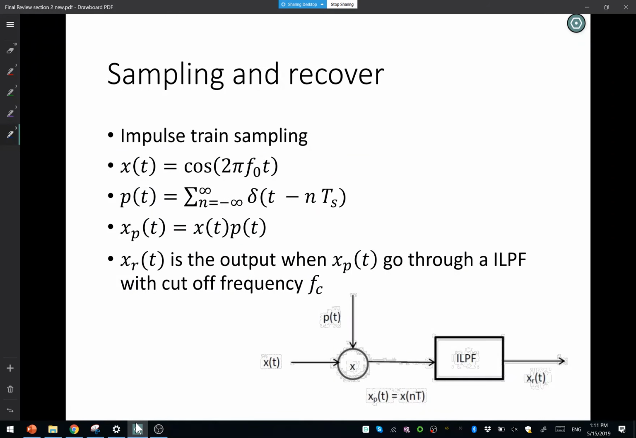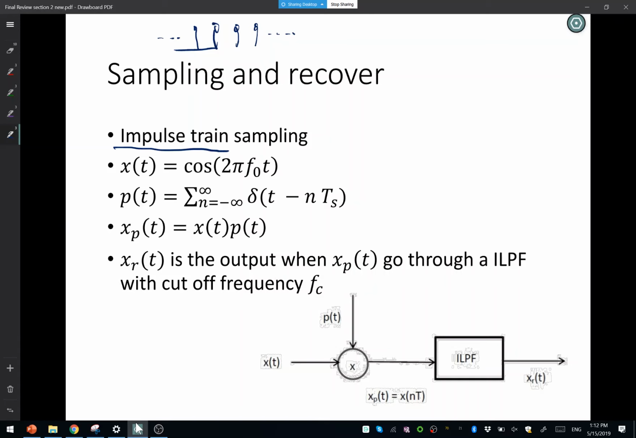So first, let's look into this process of sampling and recovering one signal. First, we have something called an impulse train. Before, we had a signal called the impulse signal, which has one value: at 0 it has a value, but everywhere else it does not. A train of impulse signals is a group of them, one after another, going from minus infinity to infinity.